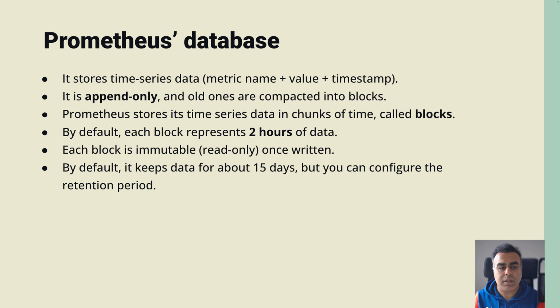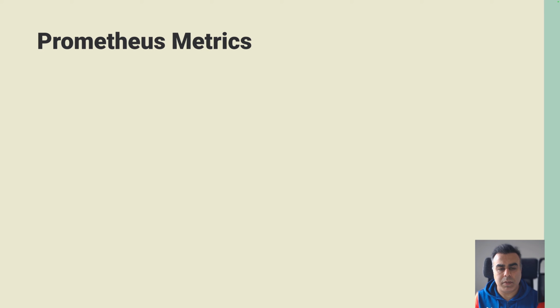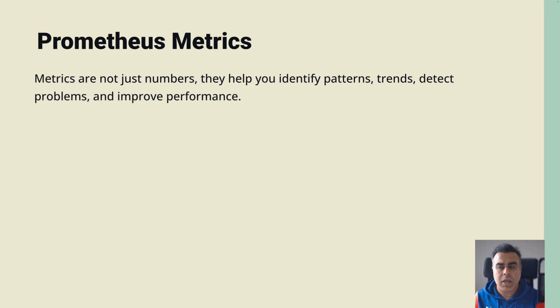And the data is kept for 15 days. So data that is more than 15 days old will be removed from the database, but we can configure Prometheus to keep the data for a longer period. So let's talk about the Prometheus metrics.